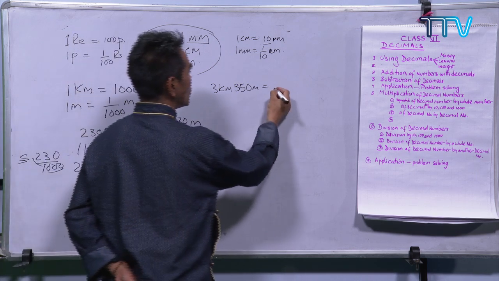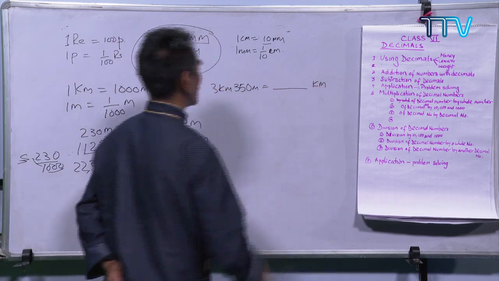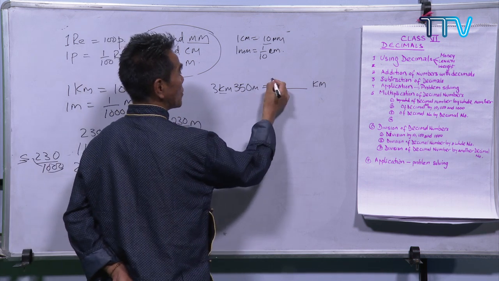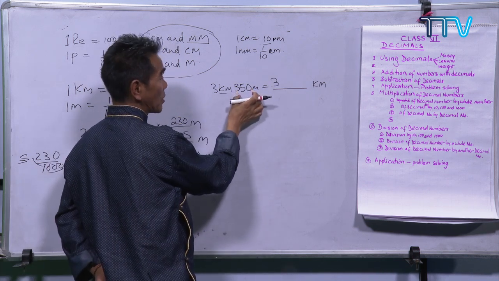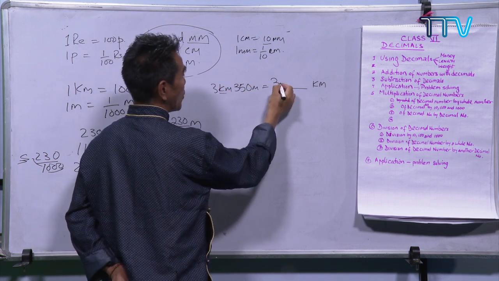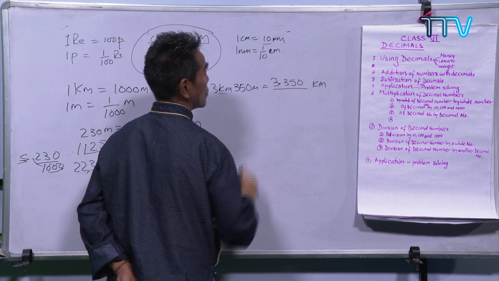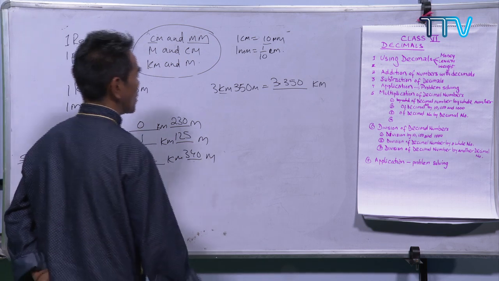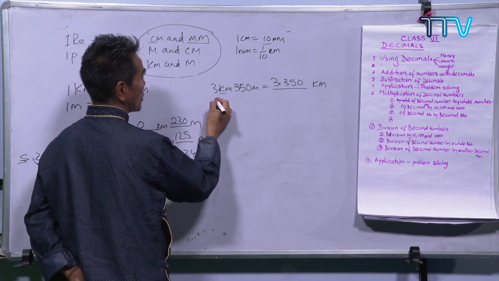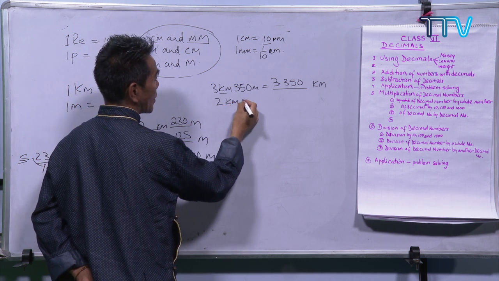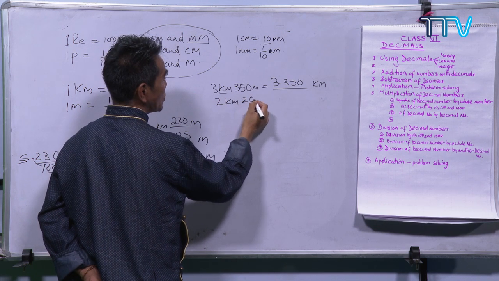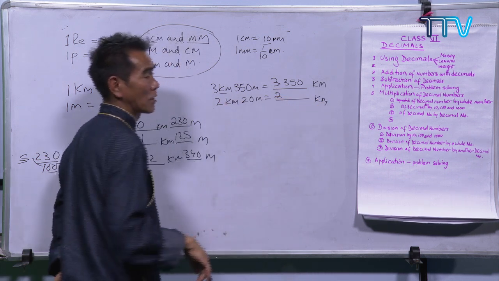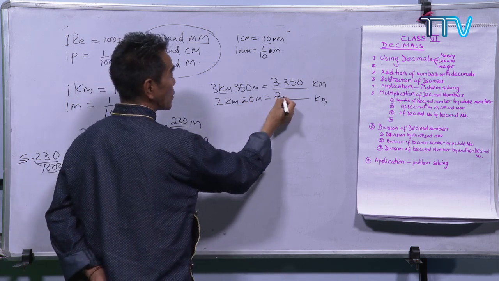You convert into kilometer. 350 meter, zero, zero. So 2 kilometer, 20 meter, or dash kilometers. 2 kilometers and the 20 becomes the decimal point.